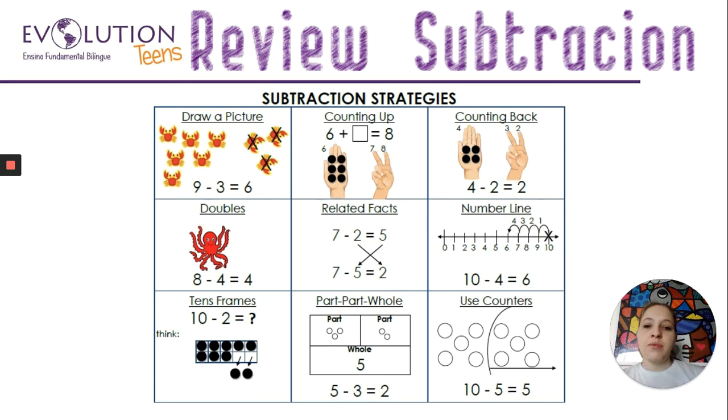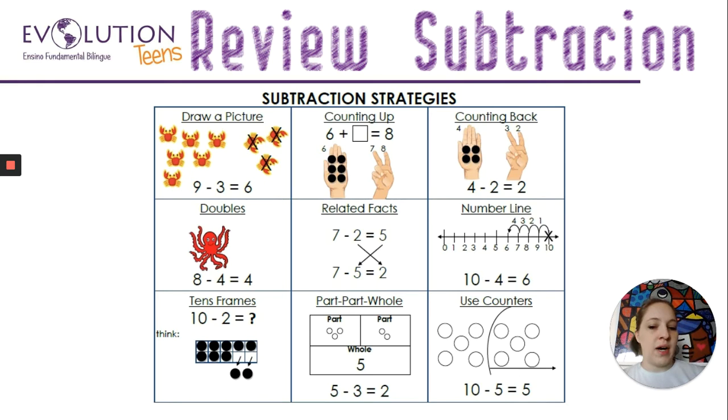Double the same related facts. If I say 7 minus 2 equals 5, it's the same as saying 7 minus 5 equals 2. Number line: instead of going forward, you go backwards. 10 frames, the same thing. You think of a grid with 10 elements and you take 2. So how many elements are left?